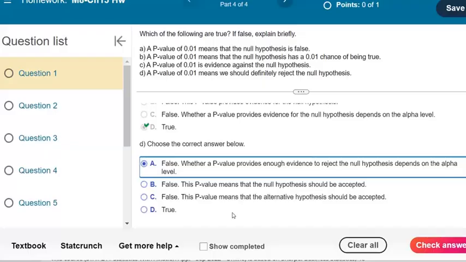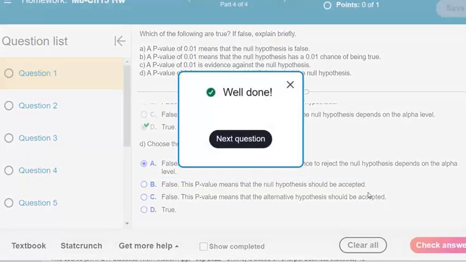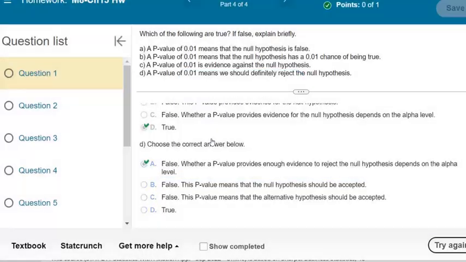The null hypothesis should be accepted. No, because it's the opposite. Low p-values mean the null hypothesis should be rejected. This p-value means the alternative hypothesis should be accepted. We reject a null in favor of an alternative. But it does depend on that alpha level, so I'm going to stick with my guns here. That time it said yes, alpha is a criterion.